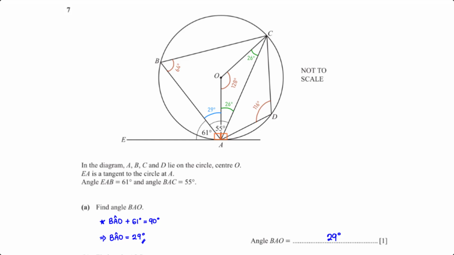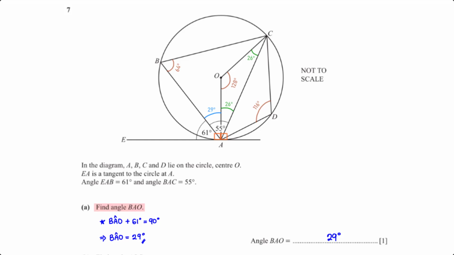In the diagram, A, B, C, and D lie on the circle center O. EA is a tangent to the circle at A. Angle EAB is 61 degrees and angle BAC is 55 degrees.